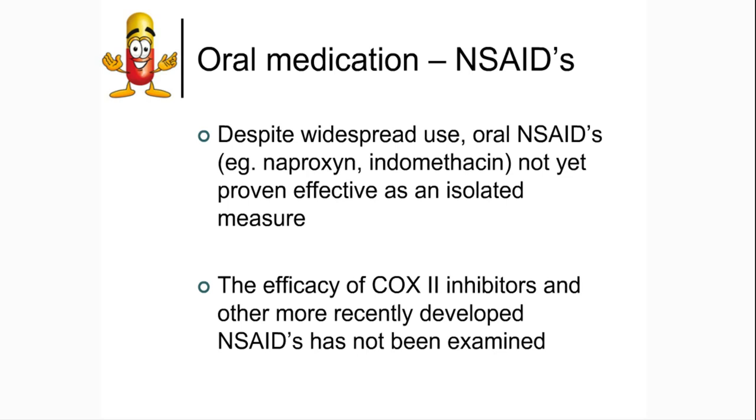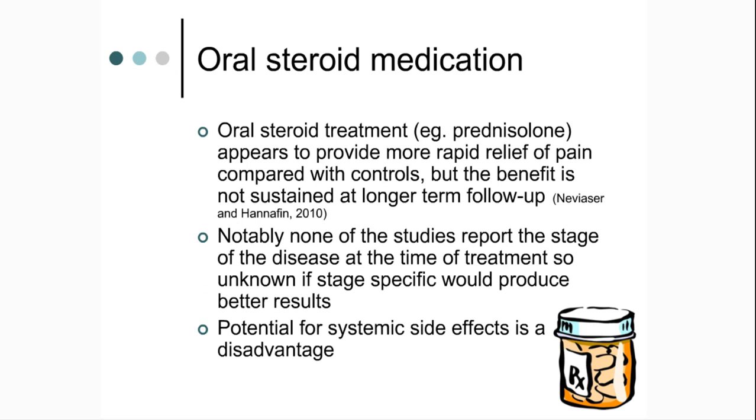Oral medication. Most patients are dabbling with a bit of medication, and it hasn't really been looked at in isolation. People will have medication, but generally it's in conjunction with something else. My experience is that anti-inflammatory medication on its own does not help these patients, and they've often tried that as a first line. Oral steroid medication as well may provide some relief, but again, these studies are poor, and we don't know whether there'd be a particular time of study where this might be better. And as everyone's probably aware, there are some significant potential systemic side effects.